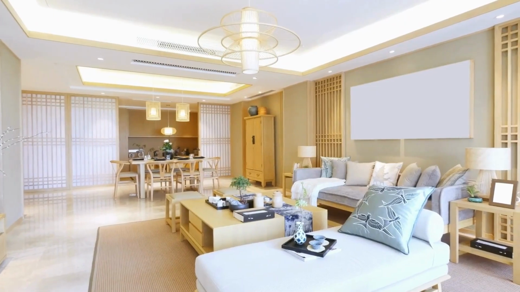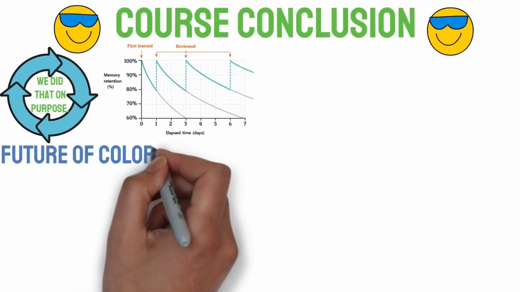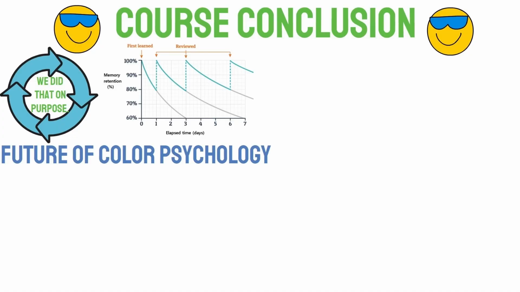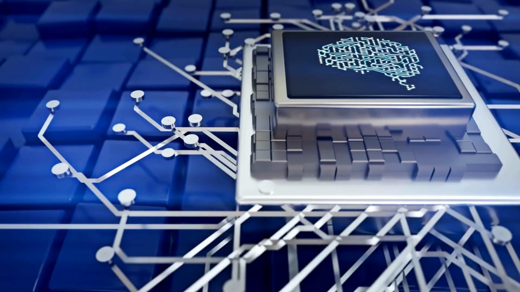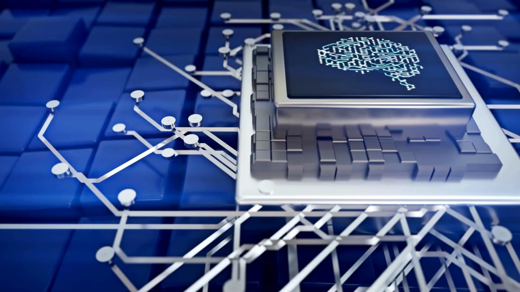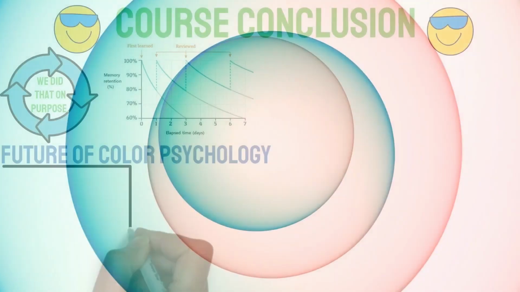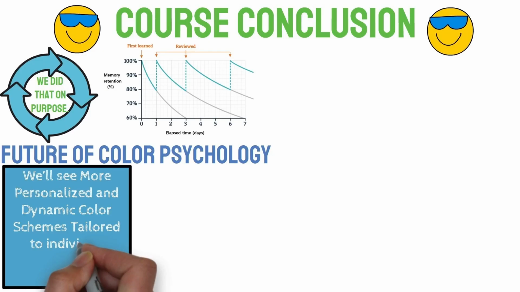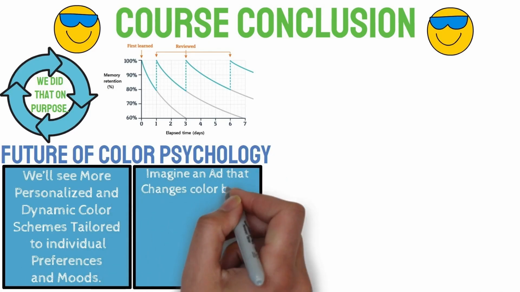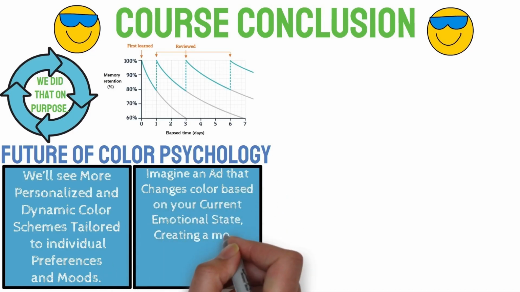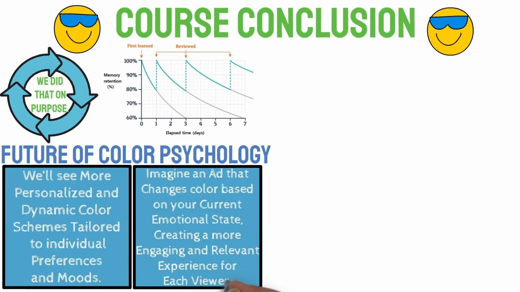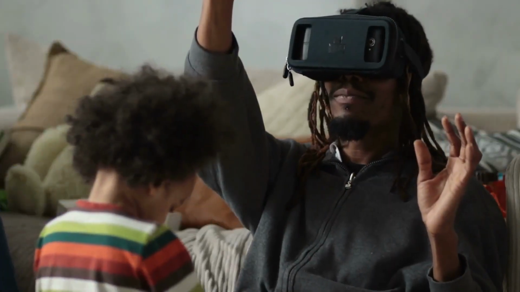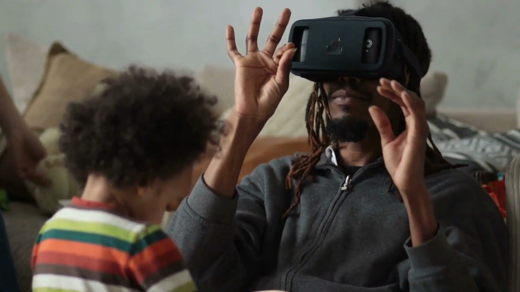Let's take a moment to reflect on how color psychology will influence our future. As technology advances and our understanding of human behavior deepens, the role of color in shaping our experiences will become even more significant. In advertising, for instance, we'll see more personalized and dynamic color schemes tailored to individual preferences and moods. Imagine an ad that changes color based on your current emotional state, creating a more engaging and relevant experience for each viewer.